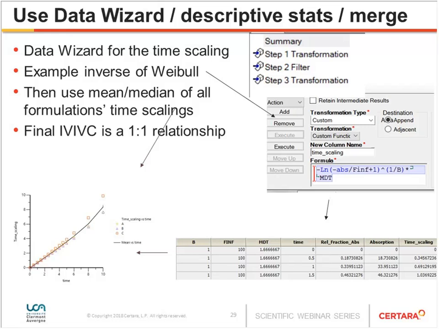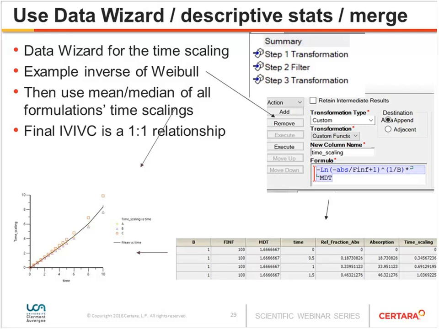Of course, you do this for the three formulations A, B, and C, and you filter to remove the blank cells, and then you can have the time scaling. That is what you have in the small table at the bottom of this slide, in which you have the parameters of the dissolution, F infinity and b, the time in vivo, the fraction absorbed from 0 to 1, the absorption from 0 to 100, and then the time scaling.